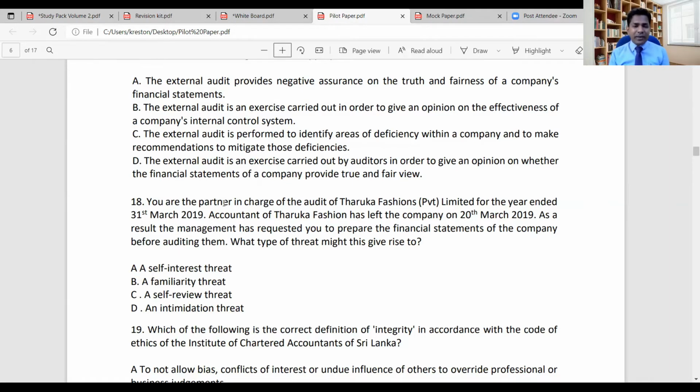What I want to show you is that in your examination, it is highly unlikely that you will be asked for the definition of self-interest or the definition of familiarity. I don't say never, but highly unlikely. Instead, a small practical scenario will be given. If you know the theory of what types of threats a chartered accountant may face, you have to apply that knowledge to the scenario given by the examiner. So the most important thing to learn from here is to always practice questions just after you learn the theory, to see whether you can apply that knowledge to scenarios.